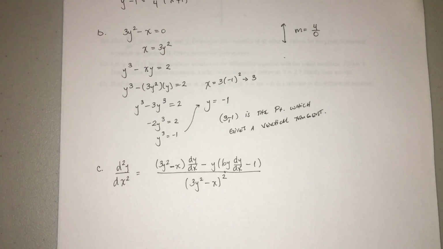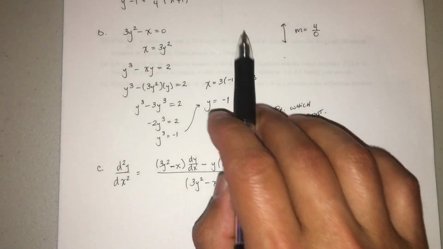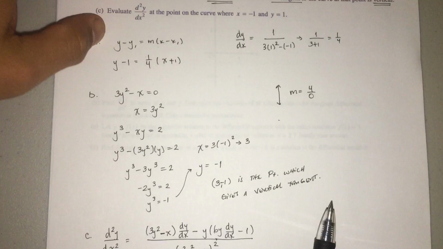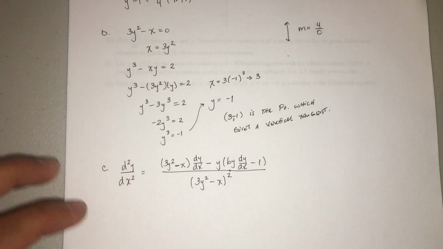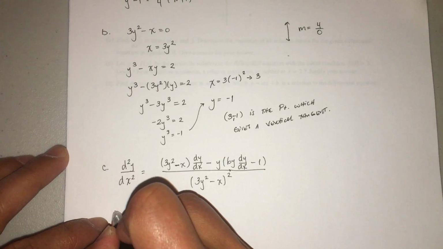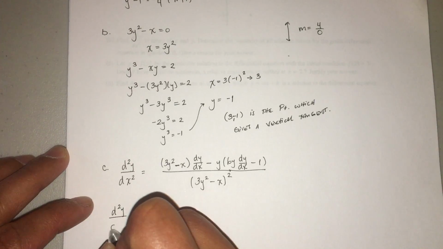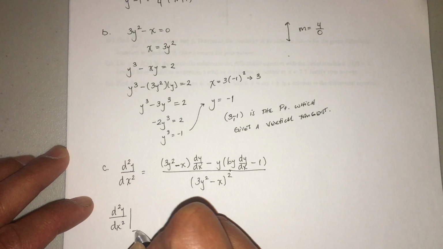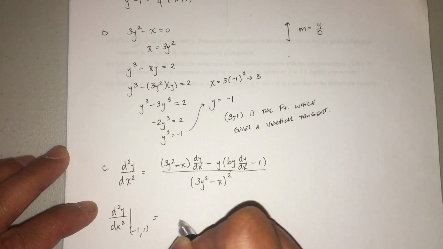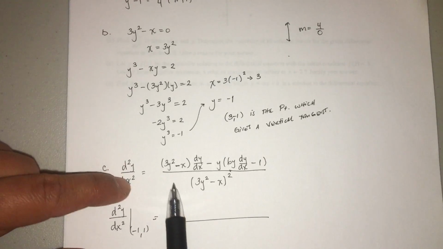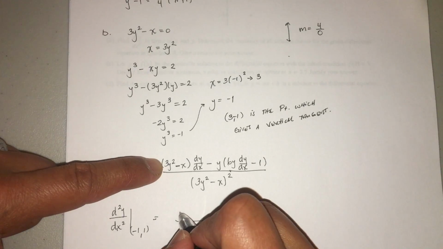Wow, it's a lot of work, huh? A lot of stuff in there. So now what we want to do, because they want the slope at what point? They want the slope at negative 1, 1. So we're going to go ahead and plug that in. All right, so they want the second derivative at negative 1 comma 1. Let's go ahead and do this. This is going to be 1.